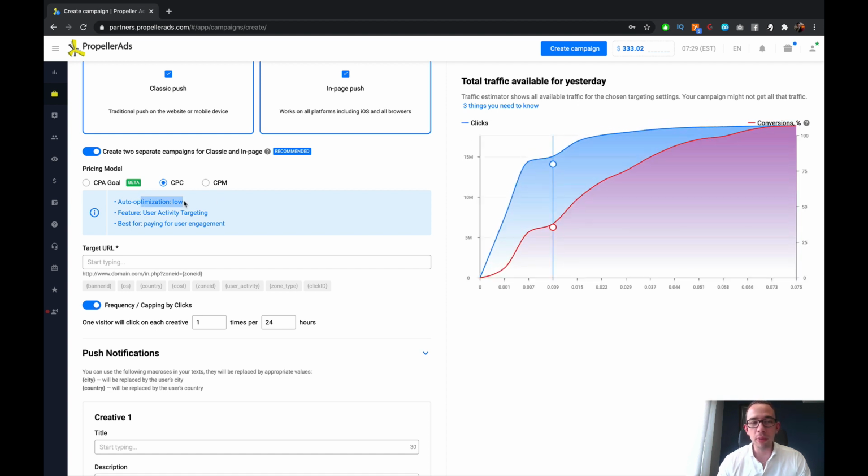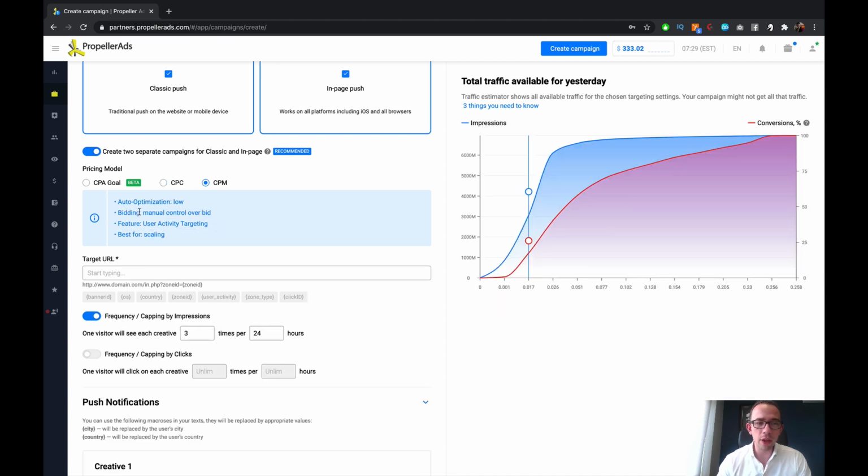CPC, auto optimization low, user activity targeting, paying for the user engagement, right? You're paying for them to click. And then on CPM, you have manual control of the bid, kind of like CPC because you pay for the click. User activity targeting is available, best for scaling. Well, this is just a recommendation from them. I like to test on CPM.